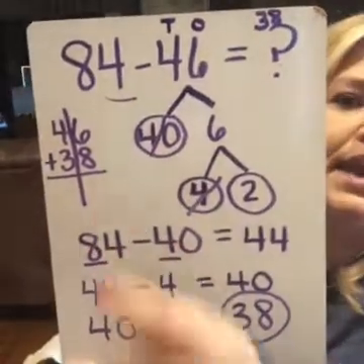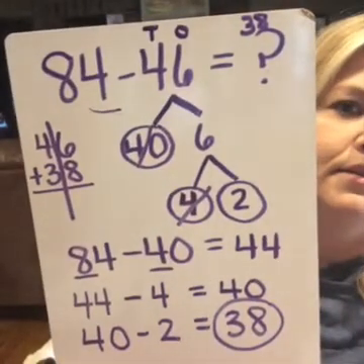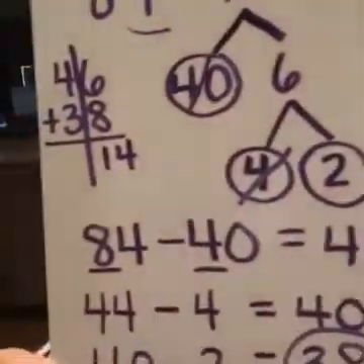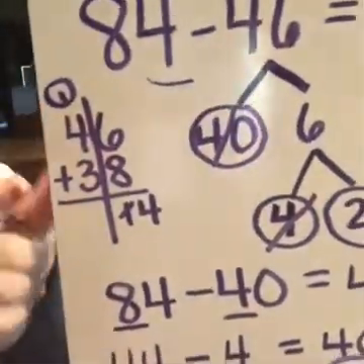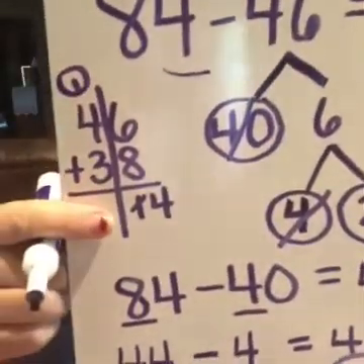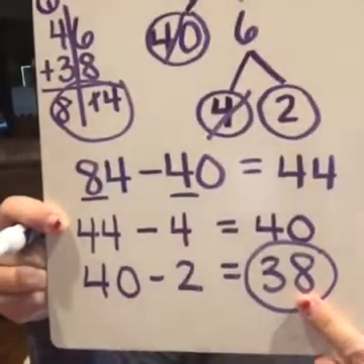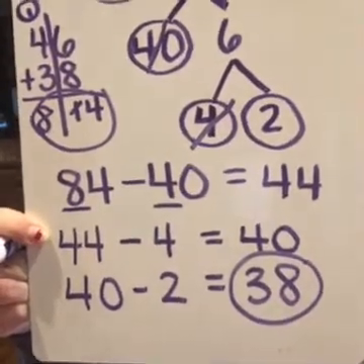So 6 plus 8 is what? 14. Very good. So I'm going to write my 14 down, but I can't have a 10 in the ones place, so I'm going to take that 1 and move it up here. Now I have 4 plus 3 plus 1, and that is 8. And I got 84, which means the answer 38 is correct.